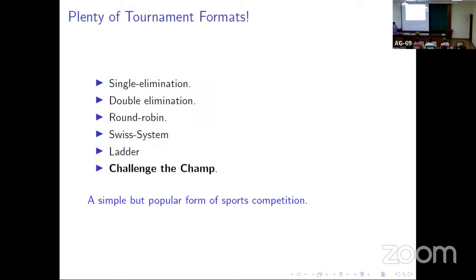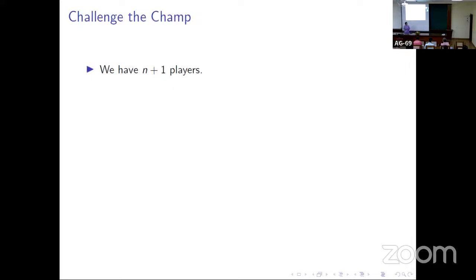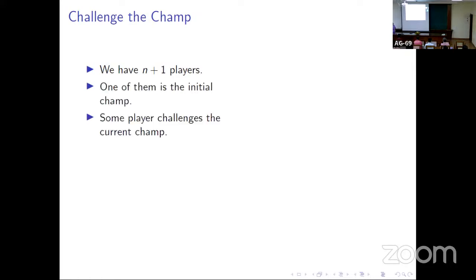So what is that? This is a very simple but popular form of sports competition, and it's usually used in the WWE Championship, and it is also known as defending the title. So what is this competition? In Challenge the Champ, we have n+1 players, and initially one of them is the initial champ. Then some player comes and challenges this champ, and if the challenger wins, he becomes the current champ. Otherwise, the champ remains the same.